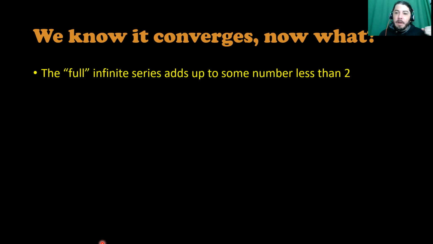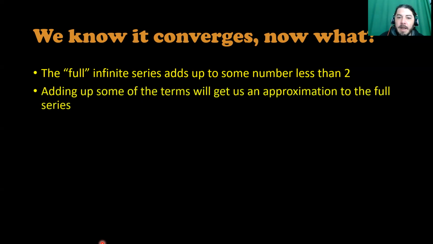So now that we know that it converges, what then? The troubling thing about infinite series is that you can never actually add up all of the terms in the series, but you could get a good idea of what the full infinite series adds up to by adding up merely some of the terms. So you get what are called partial sums. Those approximate the value of the full infinite series, and that's how we're going to get numerical estimates for this.